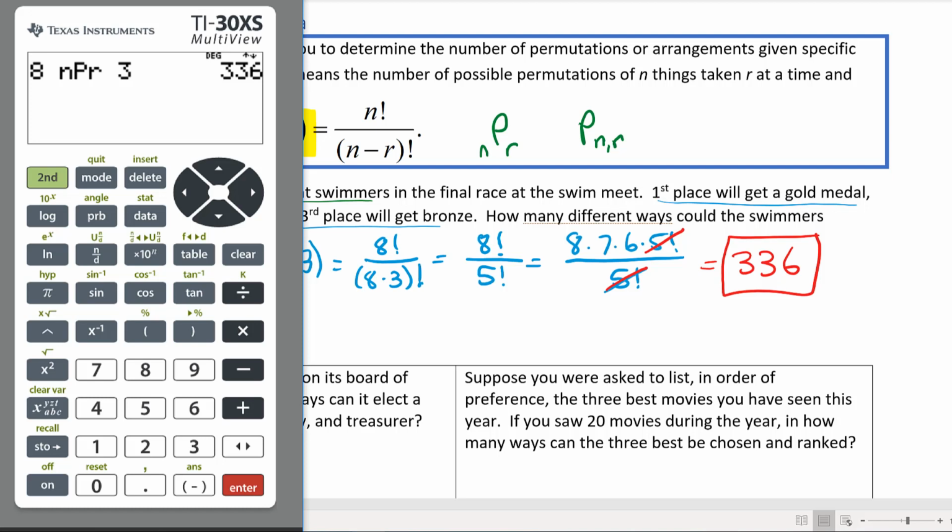Now your calculator might be different. Go ahead and read the manual and see if you can figure out how to get your probability button to work so that you don't have to use the formula every time. For today's lessons, probably not a big deal to use the formula, but in the next few lessons you're going to want to have a permutation button handy.